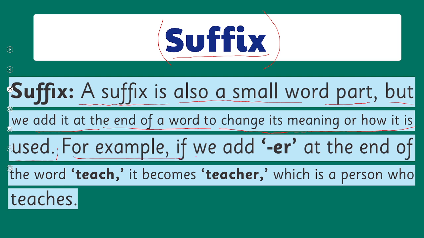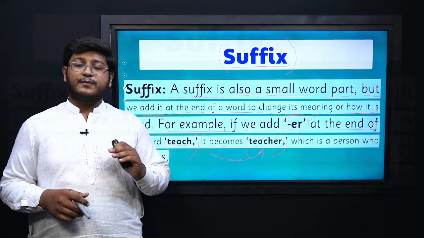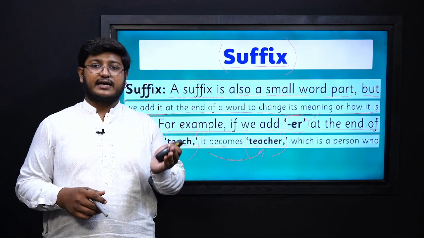For example, if we add er at the end of the word teach, it becomes teacher. Teacher is a very different thing and teach is a different word. Teach is actually a verb, an action, but teacher is a noun. So by adding this suffix at the end of this base word, we make a new word or we change the meaning of the word. So this is how suffixes work. I hope you have understood what a suffix is and what a prefix is.